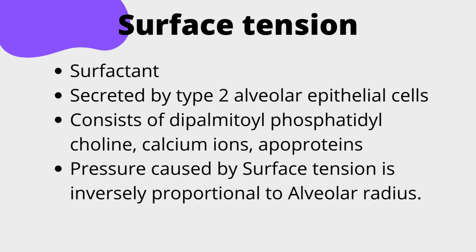They form an interface. So for that, the body secretes a surfactant, and surfactant is secreted by the type 2 alveolar epithelial cells, specialized epithelial cells. The surfactant that they secrete consists of dipalmitoyl phosphatidylcholine, calcium ions, and surfactant apoproteins. The pressure caused by surface tension is inversely proportional to the alveolar radius. So the greater the alveolar radius, the lesser the surface tension.